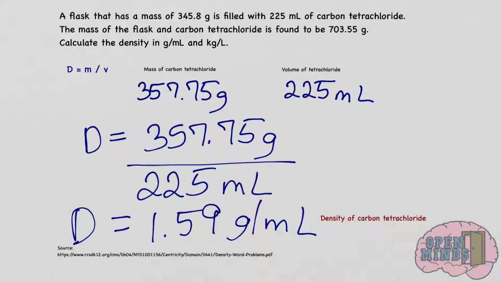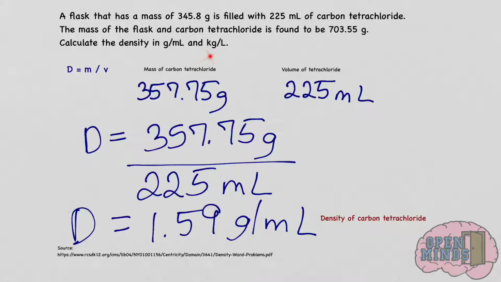You want to make sure that your answer has the correct number of significant figures. The rule for division is that the number with the least amount of significant figures is used to determine how many sig figs will be present in the answer. The mass had 5 sig figs, the volume had 3 sig figs. So therefore, that is why our quotient has 3 significant figures. We have found the density of carbon tetrachloride in grams per mL.